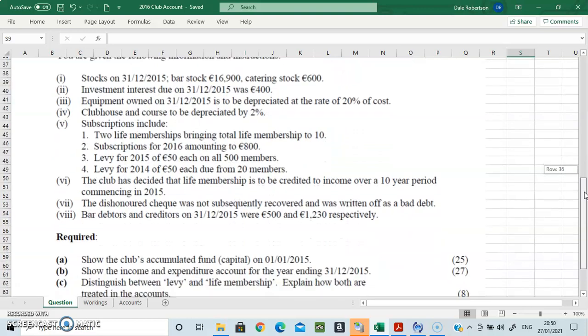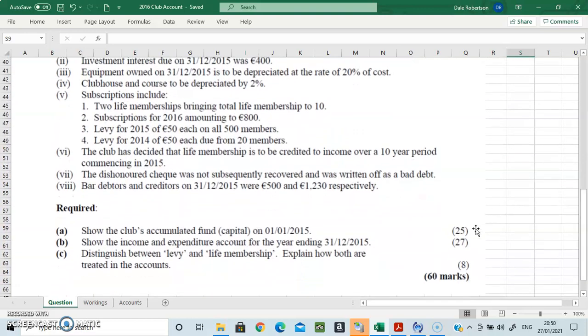Because it's a 60-mark question, you only have to do the accumulated fund and the income and expenditure account. In a 100-mark question, of course, you would also have to do a balance sheet. There is a little bit of theory, which we'll look at towards the end of the video.